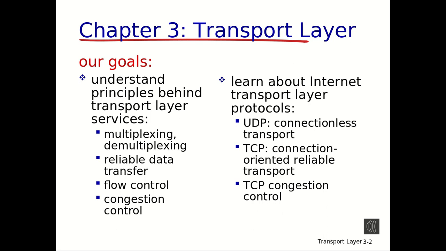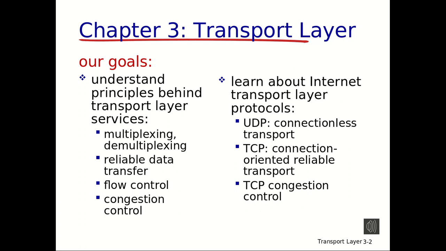So moving on with the actual outline or the goals of this particular chapter, transport layer. The goals are to understand the principles behind transport layer services. In particular, we will be talking about multiplexing and demultiplexing of data, the issue of reliable data transfer between two end systems, flow control or congestion control.